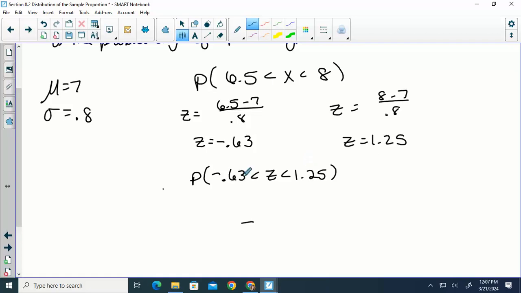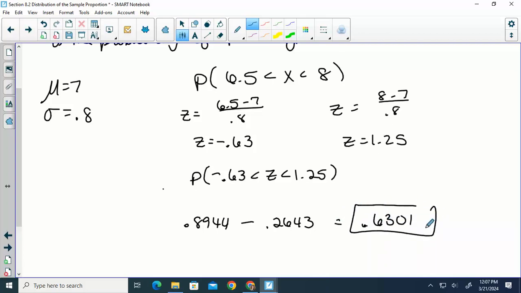we get 0.8944. If we look up negative 0.63, 0.2643. We get 0.6301. Is that one okay?